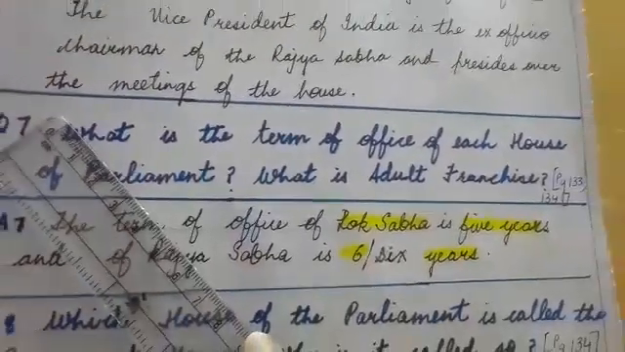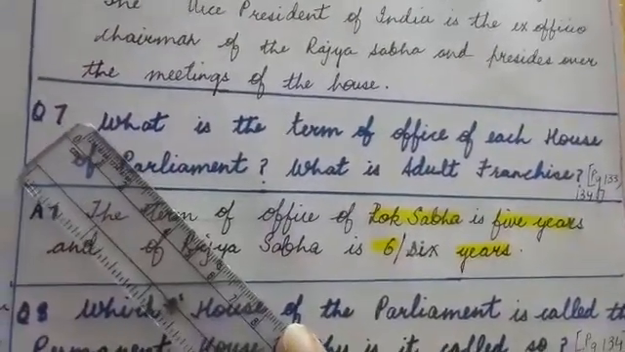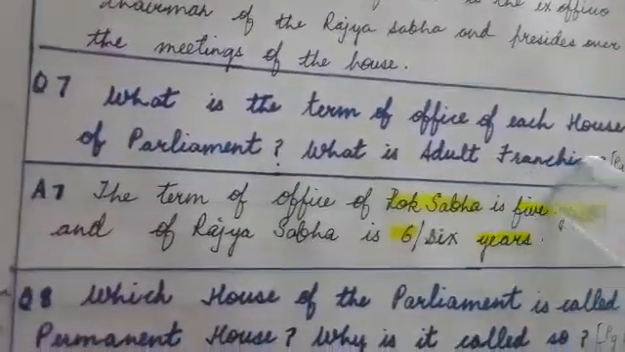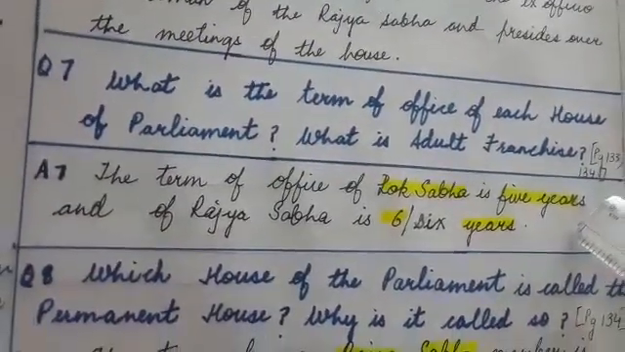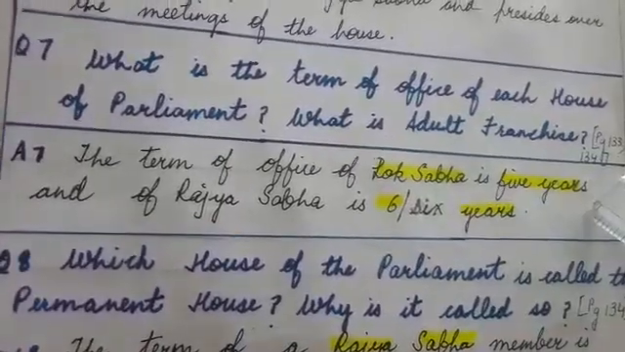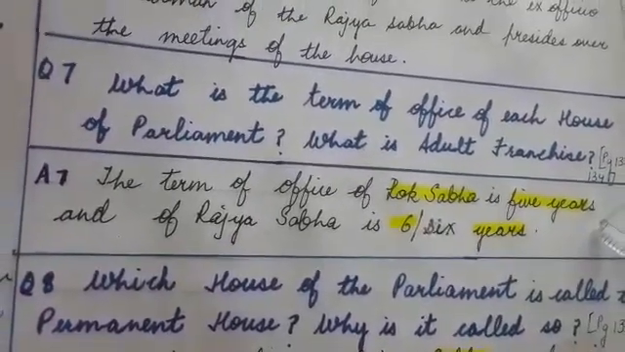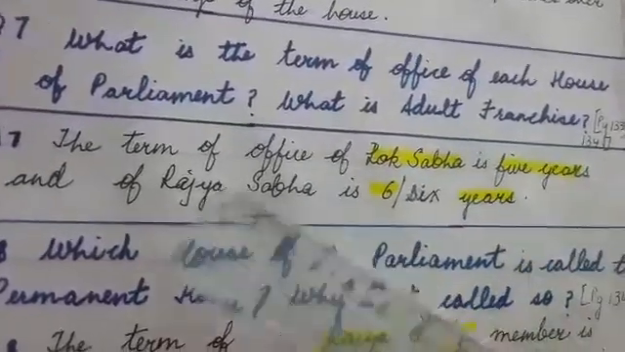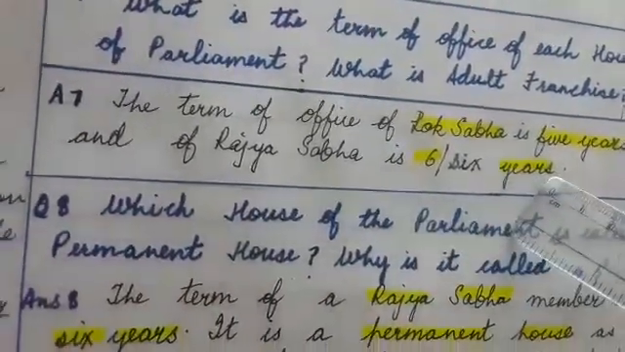Question number 7. What is the term of office of each House of Parliament? What is adult franchise? The answer is on page 133 as well as 134 under the topics Lok Sabha and Rajya Sabha. Term of office. The term of office of Lok Sabha is 5 years and of Rajya Sabha is 6 years.